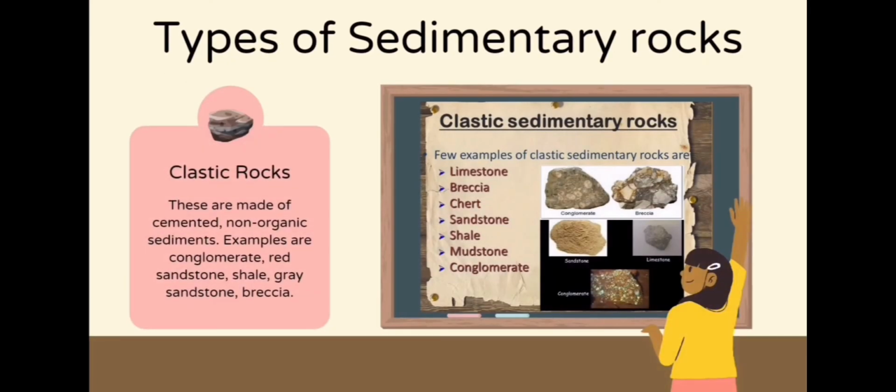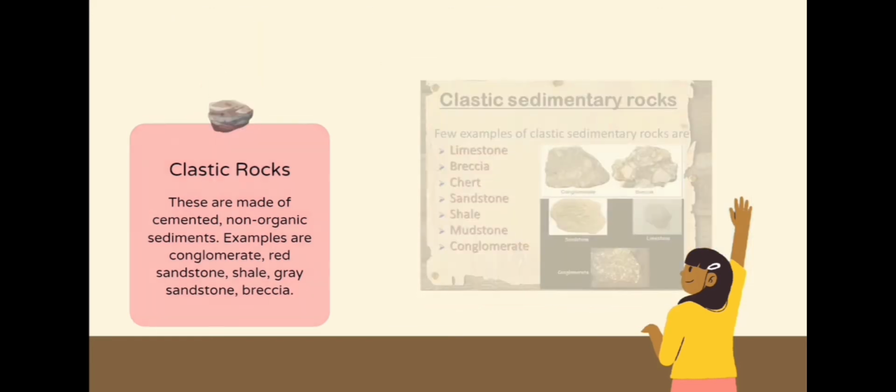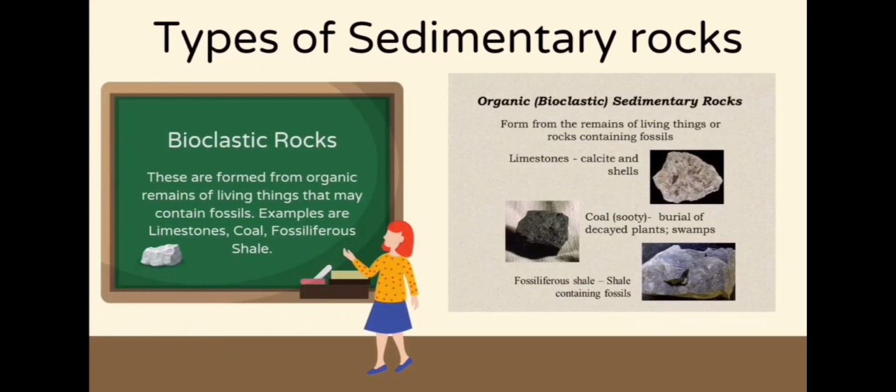And now, let us probe and discuss the types of sedimentary rocks. First is the clastic rocks. These are made of cemented, non-organic sediments. Examples are conglomerate, red sandstone, shale, gray sandstone, and breccia. Next is the bioclastic rocks. These are formed from organic remains of living things that may contain fossils. Examples are limestones, coal, and fossiliferous shale.